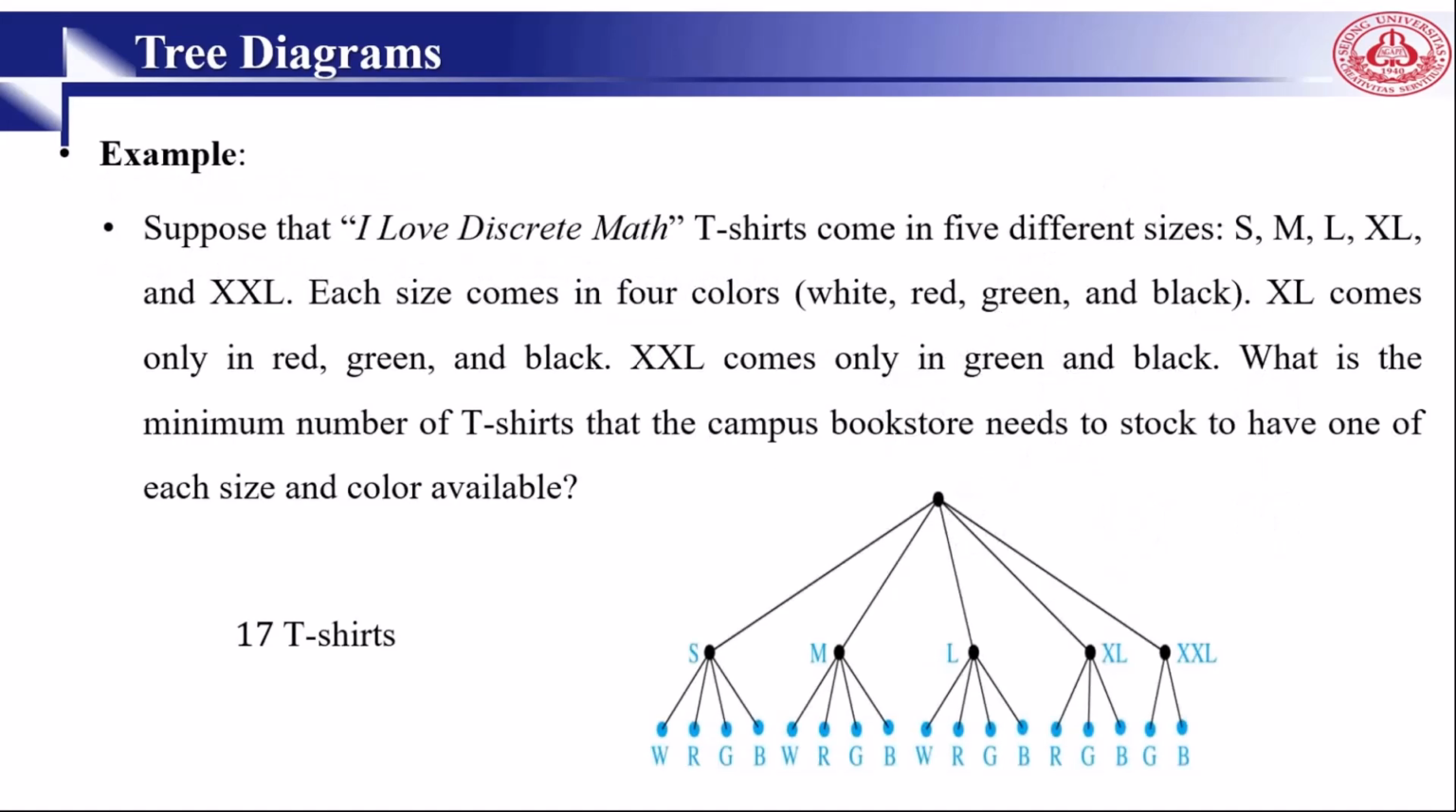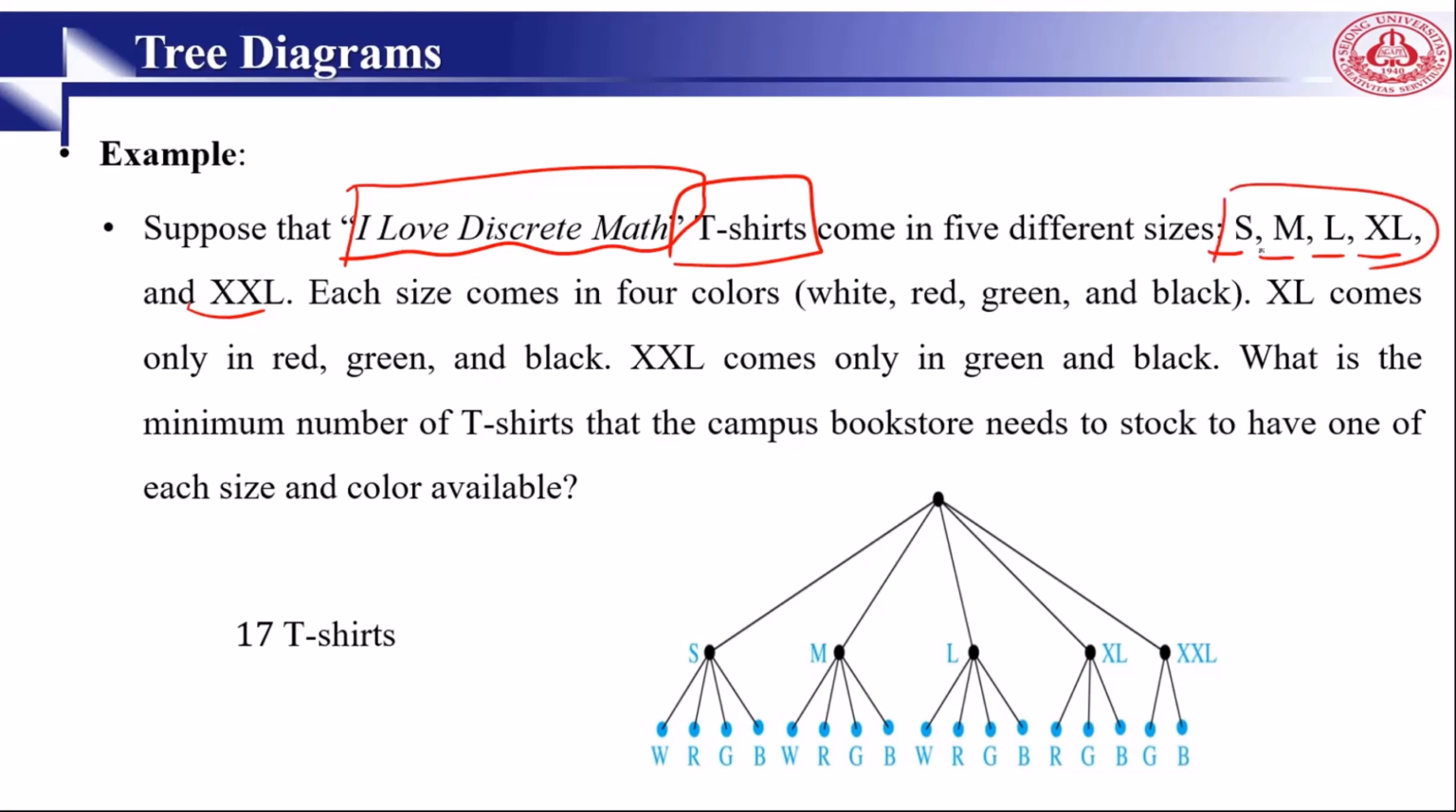Let's see one example. Suppose that "I love discrete math" is a sentence written on some t-shirts, and these t-shirts come in 5 different sizes: small, medium, large, X large, and XX large. So these are the 5 possible sizes. Each size comes with 4 colors: white, red, green, and black.